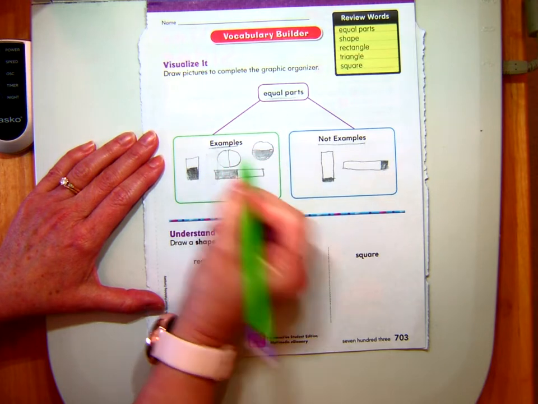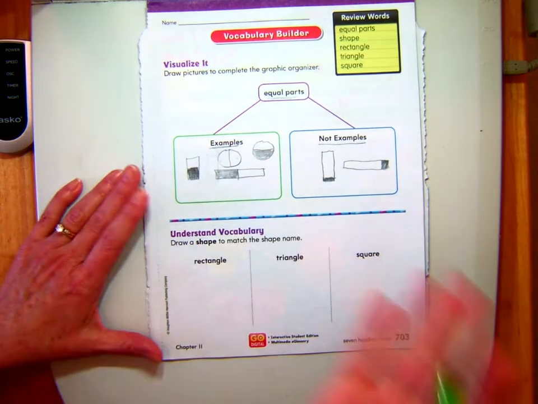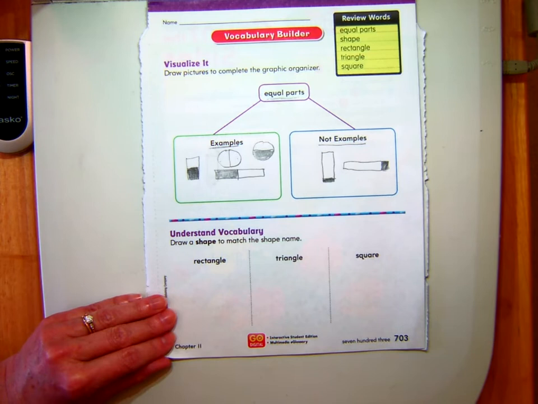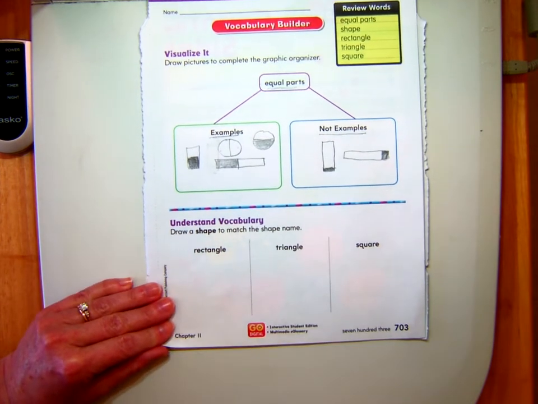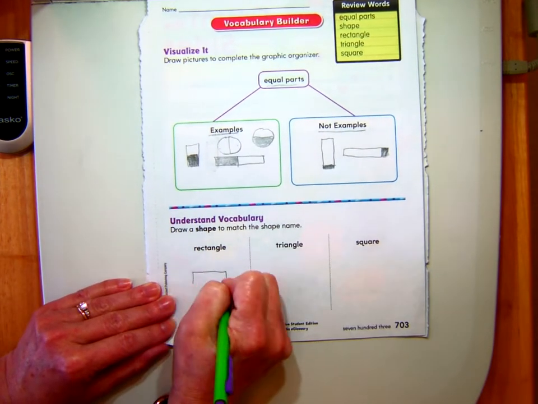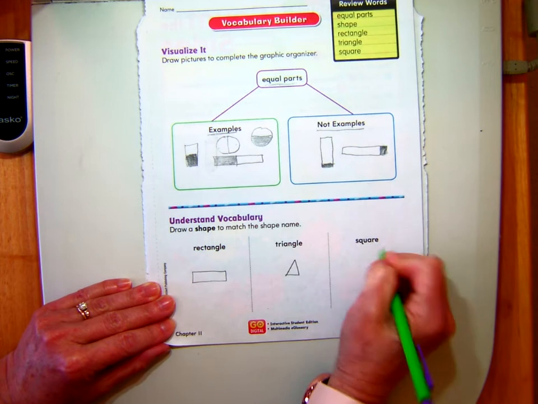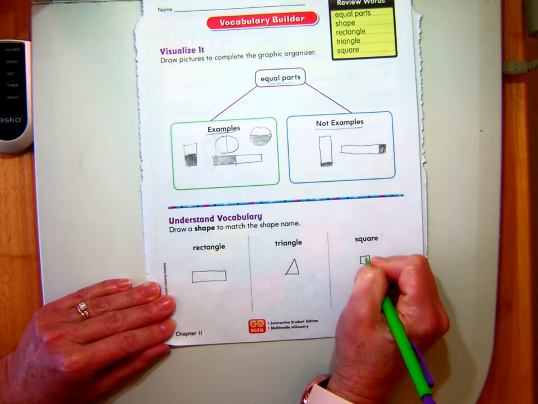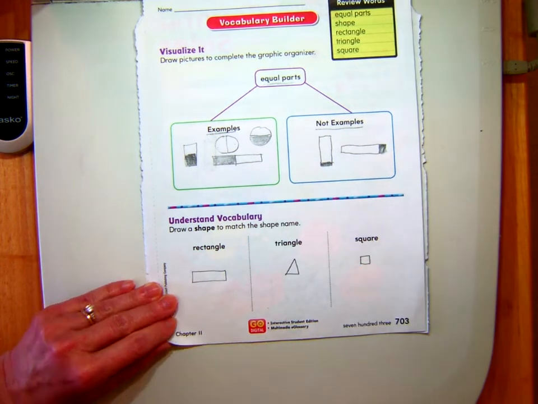And these are equal parts. So, if you have this, you can do anything you want to there. And then here it just says draw a shape to match the shape name. Rectangle, you know. Triangle, you know, and a square, you know. Square, all sides should be around the same length.